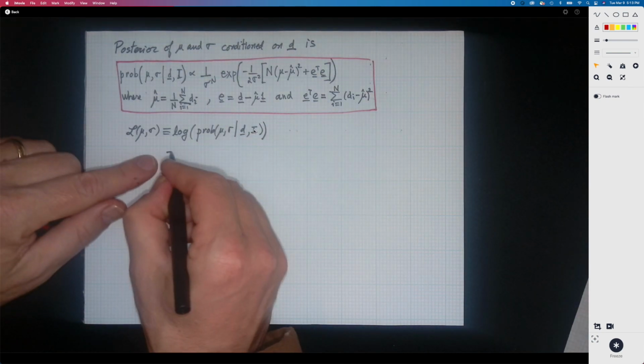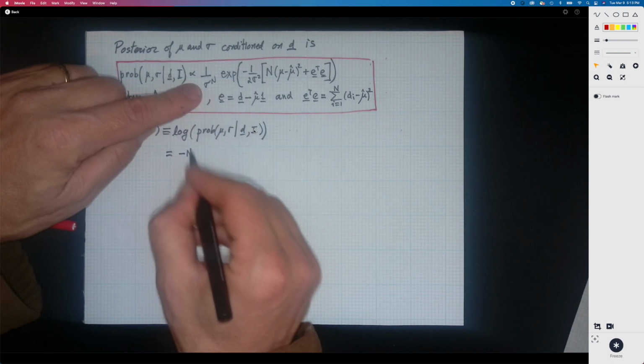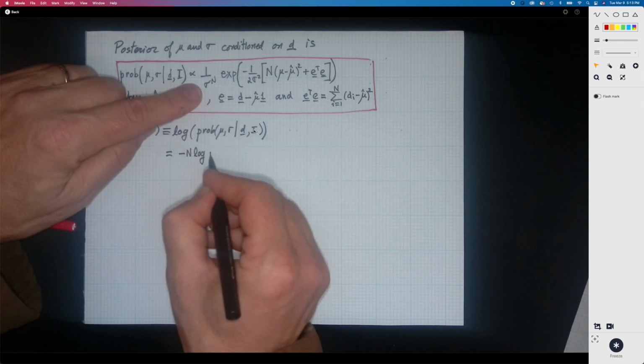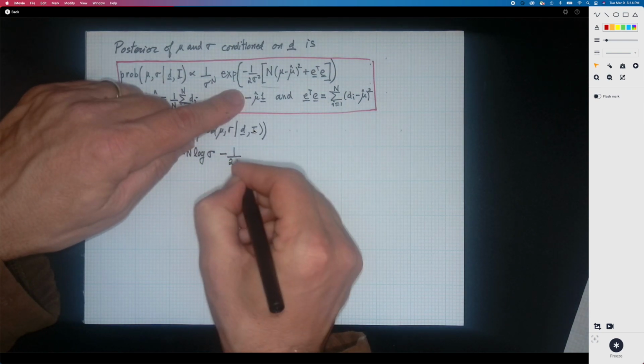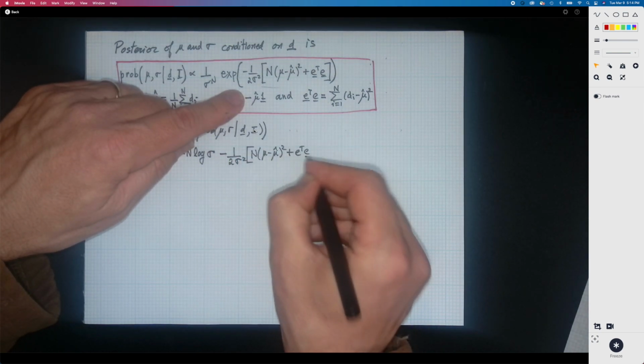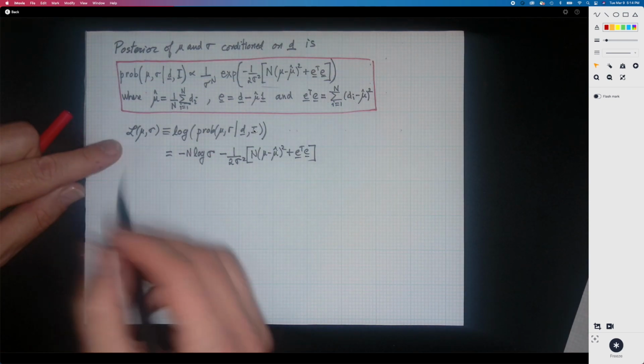And that's going to be equal to, so I take the log of the first term, that's going to be minus n log of sigma, and then plus the logarithm of the second term, and since this is an exponential, I just need the argument. And now I can take some derivatives. So first I'll take the derivative with respect to mu.